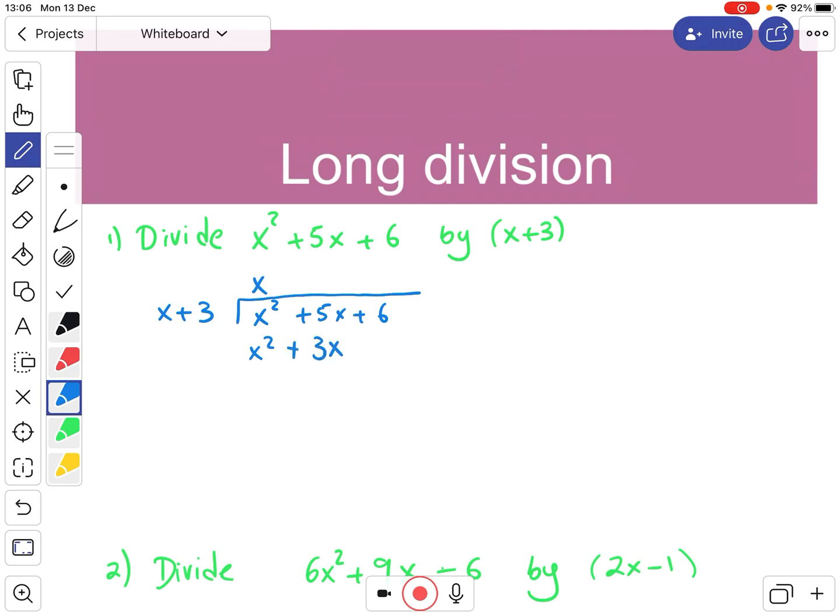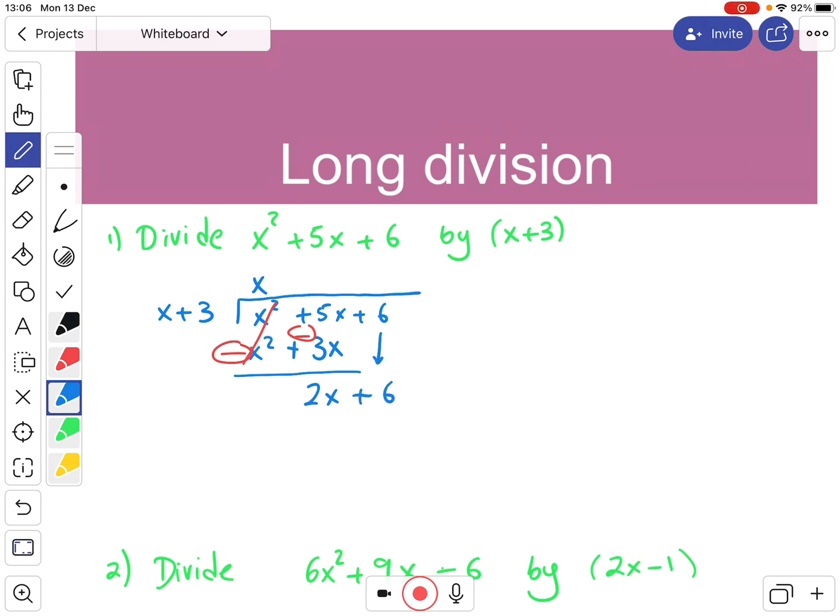And now I draw my line underneath, and I'm going to subtract it away. So I'm going to change these signs. These two here will cancel out, and that's what I want. So that now I'm left with 2x, and I bring down my last bit, and that's a plus 6.